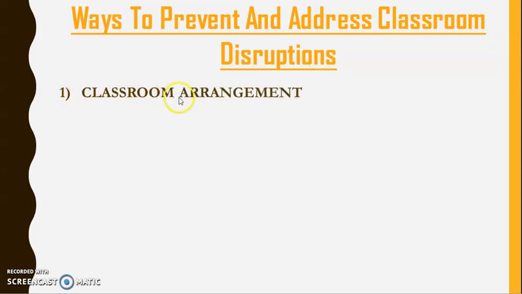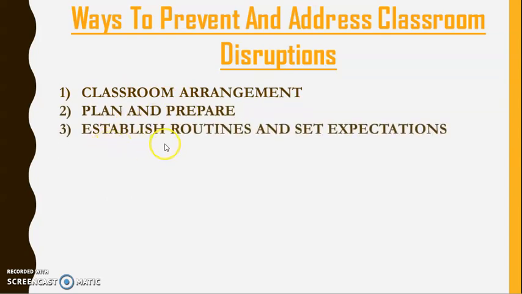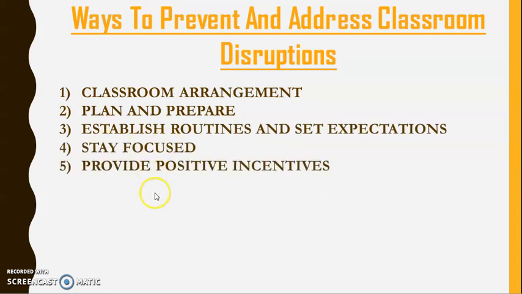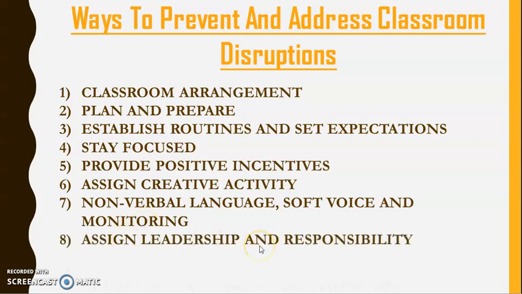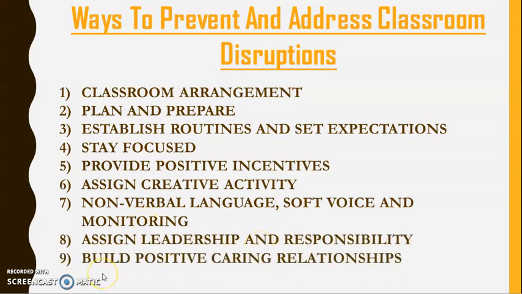First one is classroom arrangement. Plan and prepare. Establish routines and set expectations. Stay focused. Provide positive incentives. Assign creative activity. Nonverbal language, soft voice and monitoring. Assign leadership and responsibility. Build positive, caring relationship. And the last one is state and enforce rules. So these are some of the ways by which we can address and prevent classroom disruptions. Let us see each of these in detail.